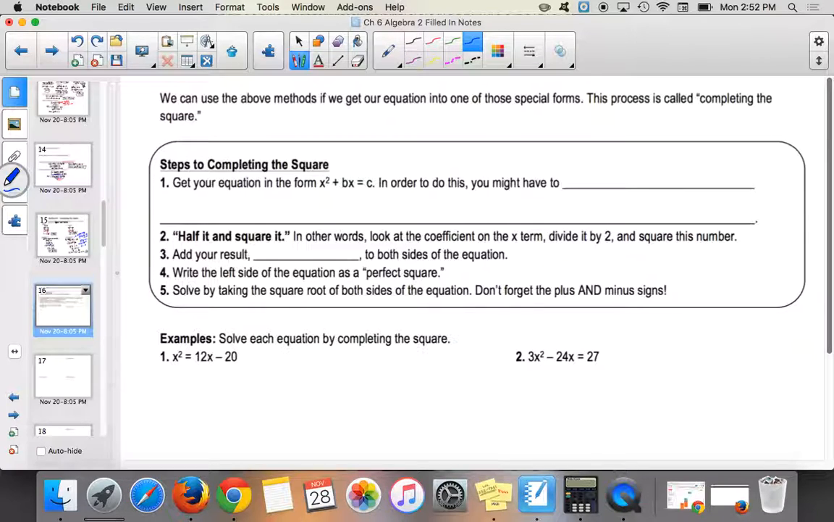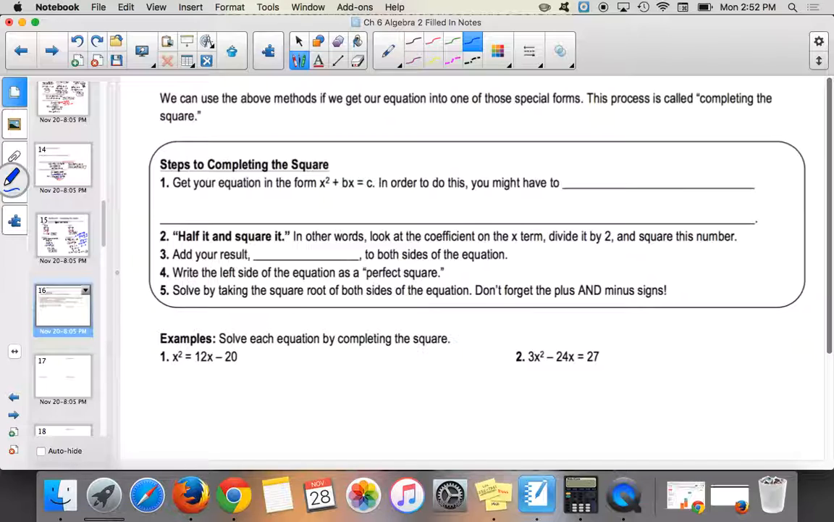So we can use the above methods if we get our equation to one of those special forms. Remember how I said there was that magic number that made it a perfect square? If we can do that, then we can complete the square. Then we've completed the square, okay? So steps to completing the square.